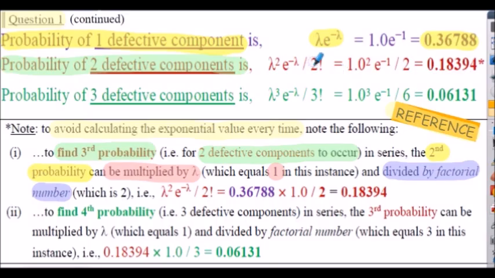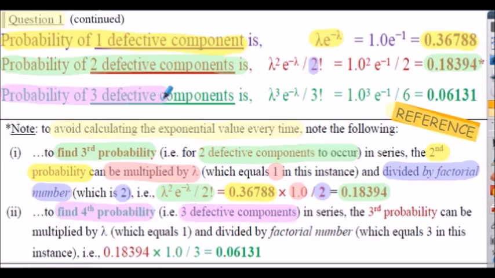The factorial number in this case is 2. So in other words, the third term in the series is the second term multiplied by lambda divided by the number of the factorial. And we can see that evaluates to exactly the same number as shown here. If we now want to find the fourth probability, that's of 3 defective components, so the fourth term in the series relates to 3 defective components.